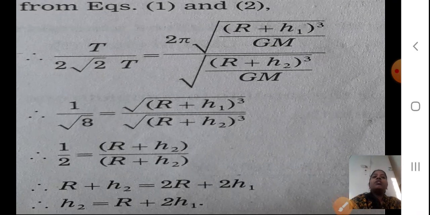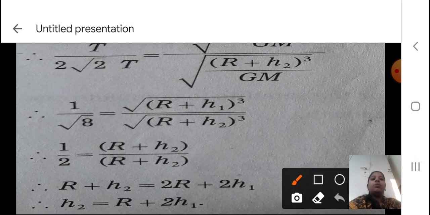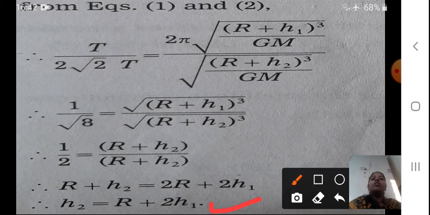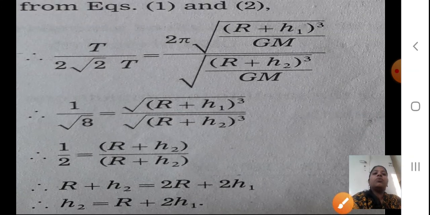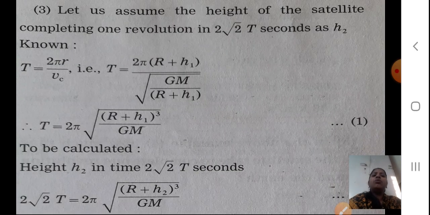And from equations 1 and 2, when you divide both the equations, you are going to get the equation. You divide and see, h2 is equal to r plus 2h1. You do it on your own and solve it. Okay students, I think you can do it. You are going to solve it and see how to do it. Try to solve it and see what answer you are getting.